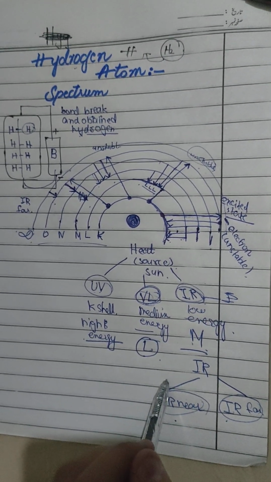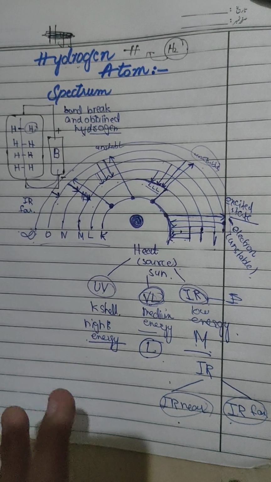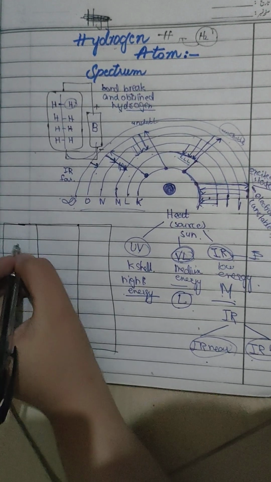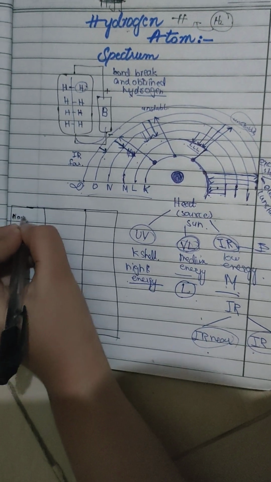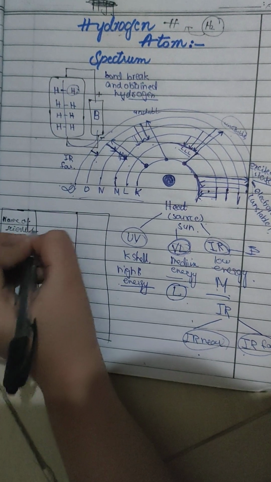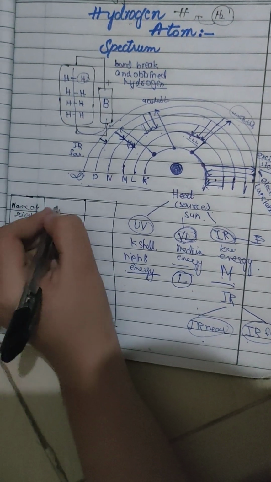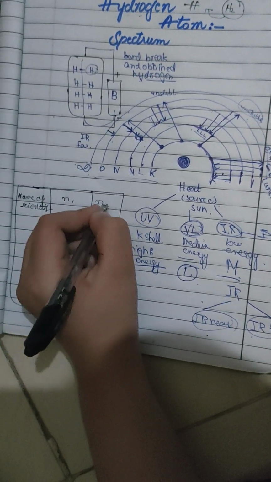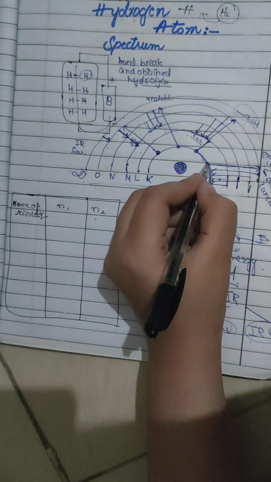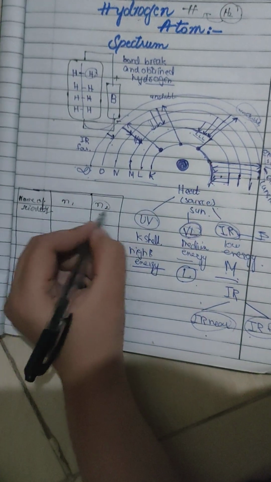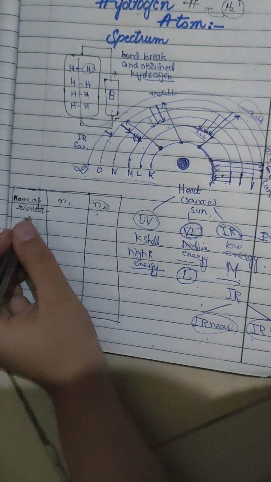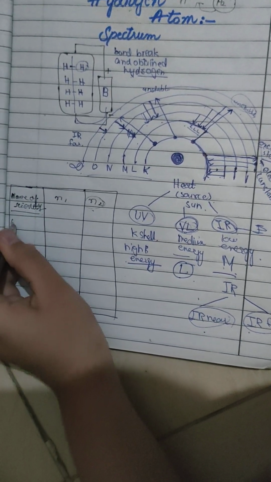So I'm drawing the table here so that it could be quite clear to you guys. Fine. Okay. So here we're gonna write the name of the scientist. Here we're gonna write N1, N2. Now you might be thinking, what is N1 and N2? So N1 is the electron which is present here, and N2 is when the electron moves to the excited state.